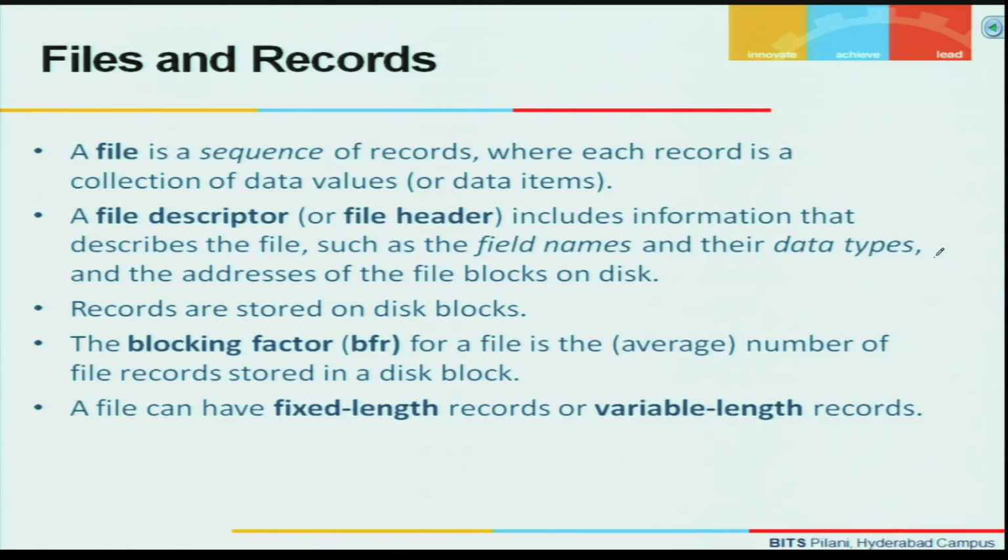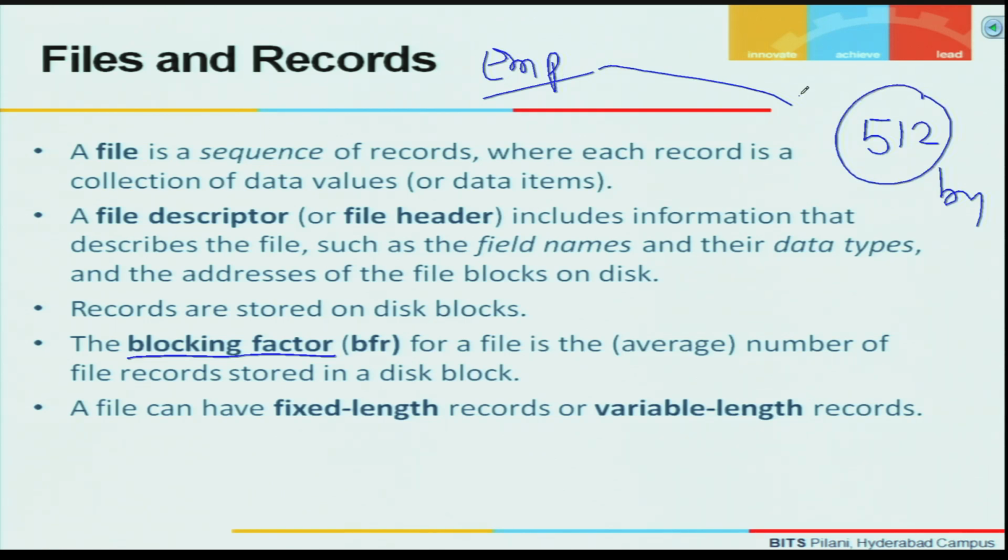Records are stored on the disk blocks. There is a notion called blocking factor for a file, which is the number of records that can be stored in a single block. Suppose let us assume that the block size is 512 bytes and this block is meant for storing employee relation records. Independent of the file or the record, the block size is fixed. Whether you store employee records or department records, the size of the block is fixed. In this case, let us assume that it is half a kilobyte or 512 bytes.